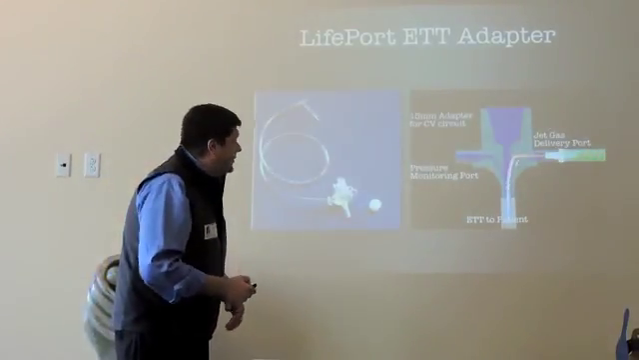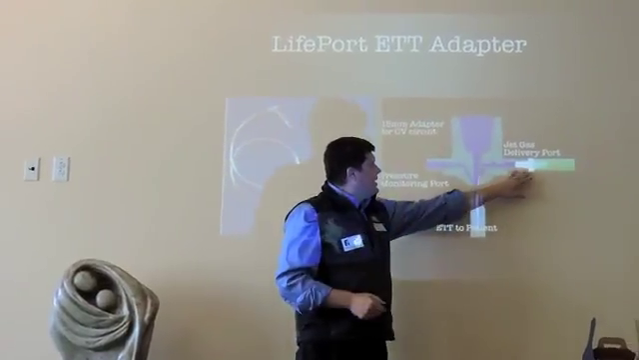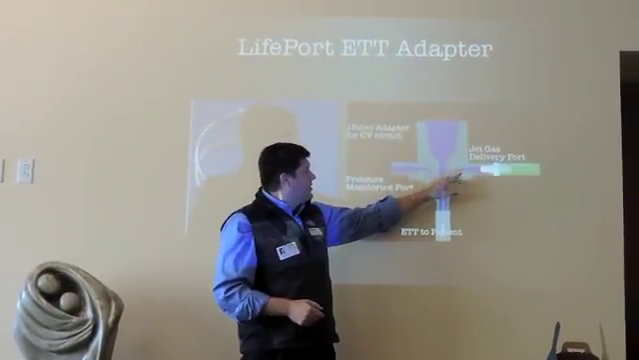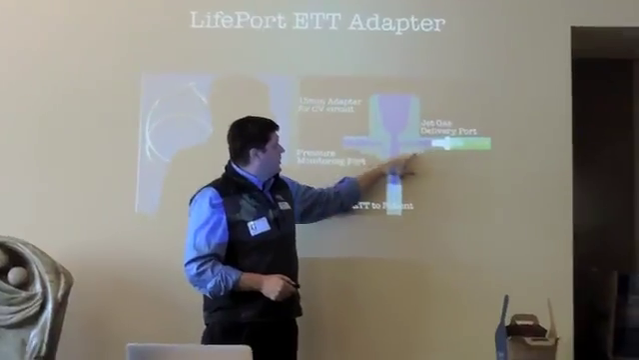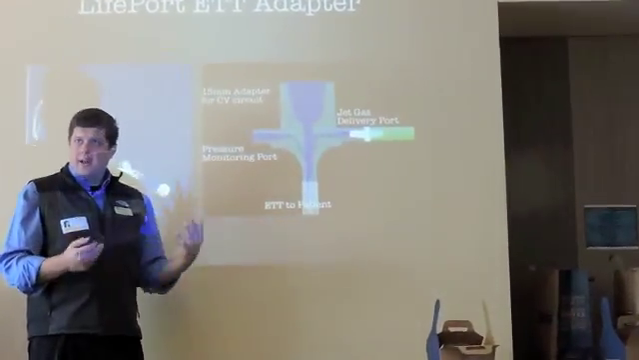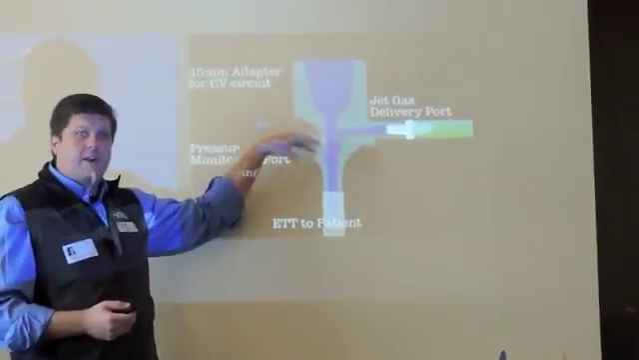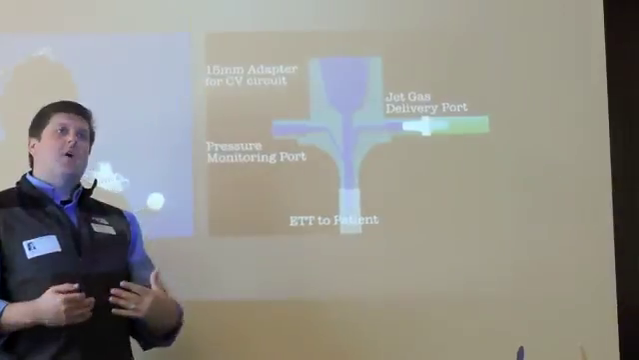You can see here we have a cross section of the adapter. As the jet gas comes in through the side port there, it goes through a little restriction right here, and then it turns downward and gets squirted straight down the ET tube. It doesn't come in at a 90-degree angle, hit the sidewall, and get all turbulent, okay? The gas flow is very streamlined.